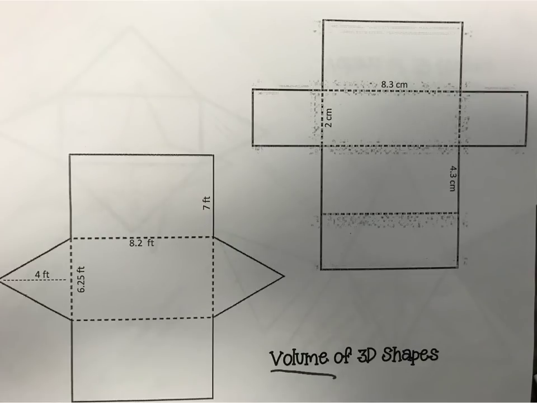Okay, we're going to talk about volume of 3D shapes. The two shapes that we have on here are a triangular prism and a rectangular prism. I want you to write that wording right at the top: triangular prism and a rectangular prism.